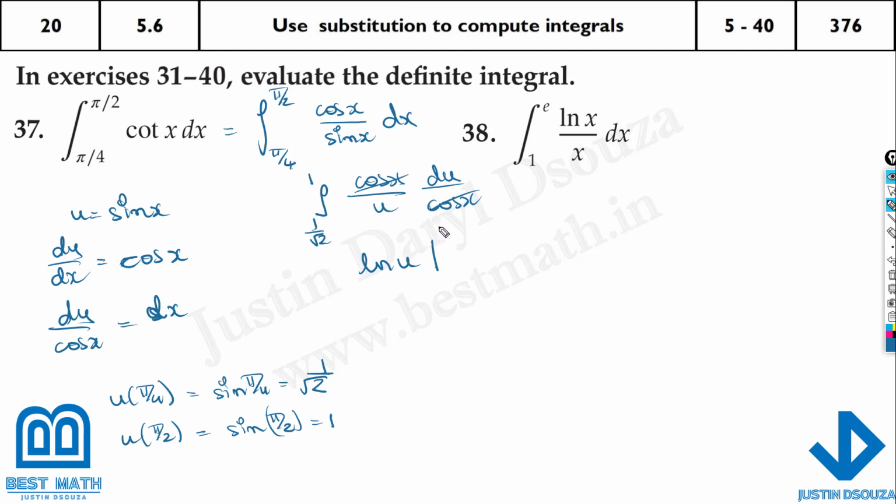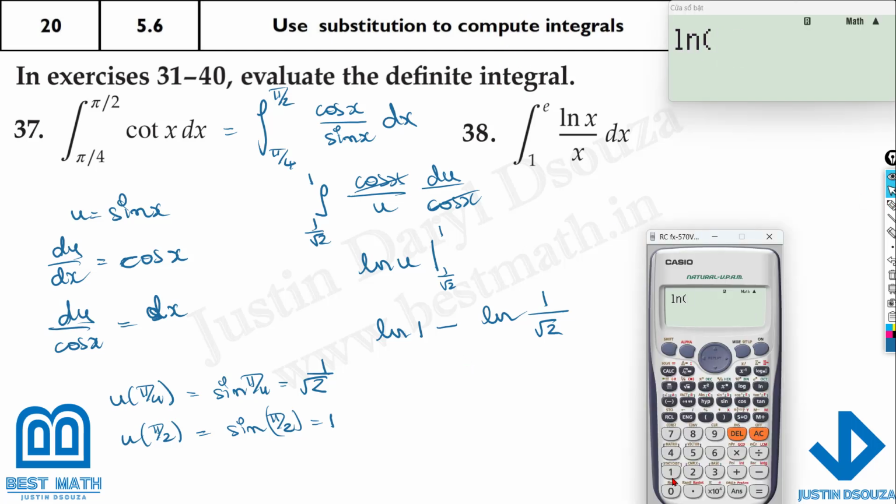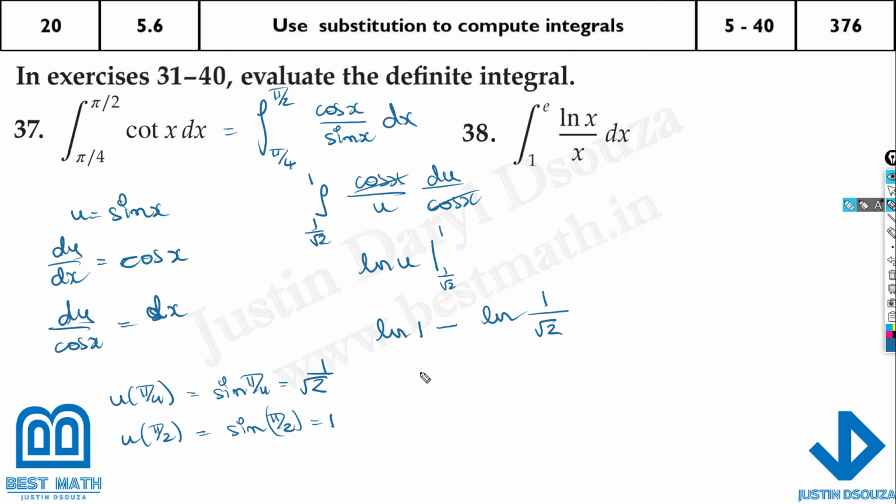The limit is from 1 to 1 by root 2. Let's apply the upper limit. What happens? It'll be ln 1 minus ln 1 by root 2. Now, what is ln 1? If you remember, it's 0, or we can just use the calculator and solve it. Natural logarithm ln 1, close the bracket, and the answer is 0. So the first part will be 0. It's just minus ln 1 by root 2. So that is the answer.